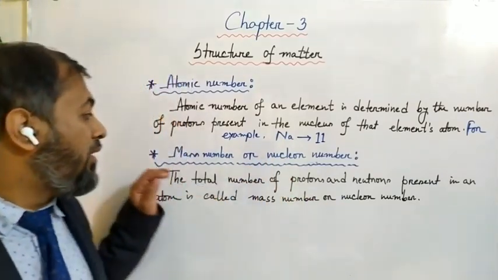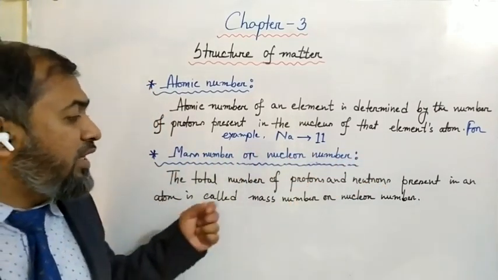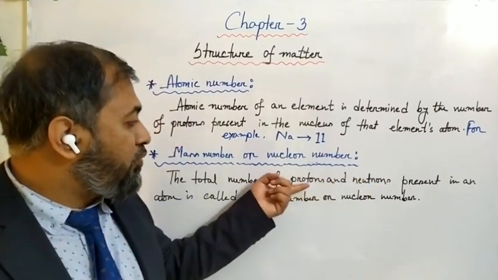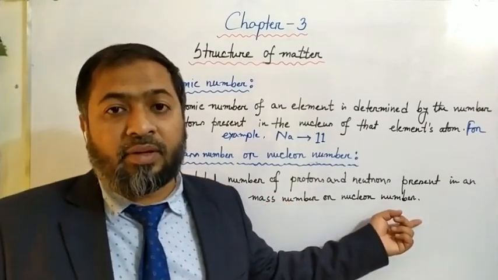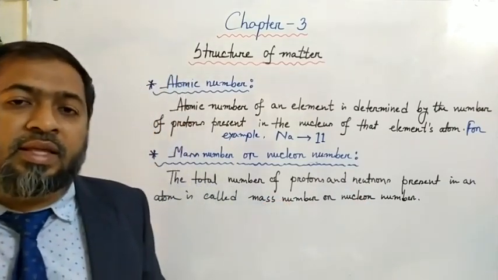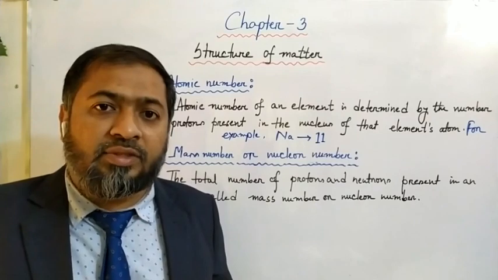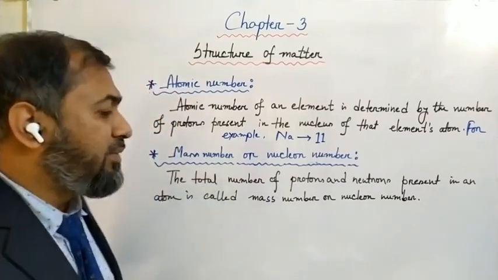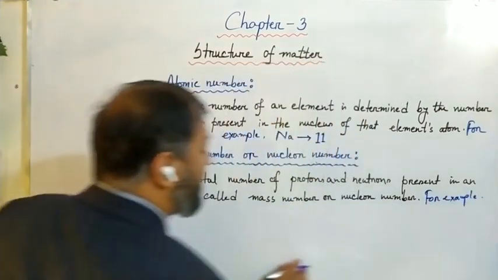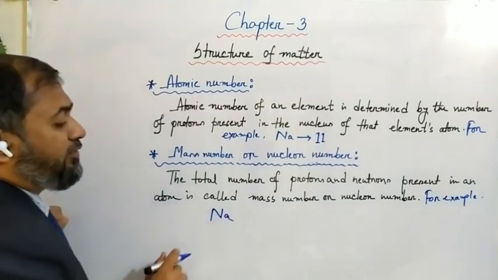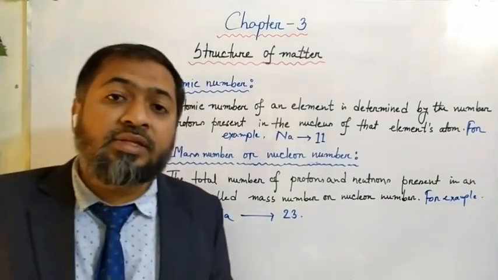Now come to the next one, mass number or nuclear number. The total number of protons and neutrons, both protons and neutrons present in an atom is called mass number or nuclear number. So from this definition we can say that the total number of protons and neutrons present in a particular atom is known as its mass number. For example, sodium. The mass number of sodium is 23.